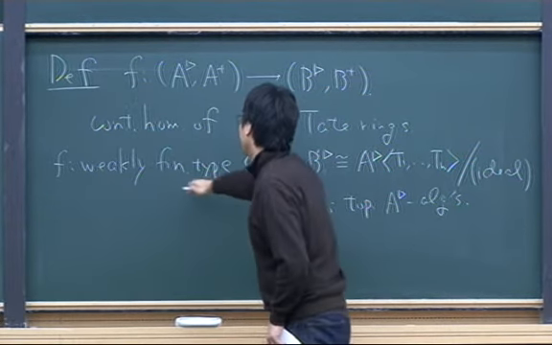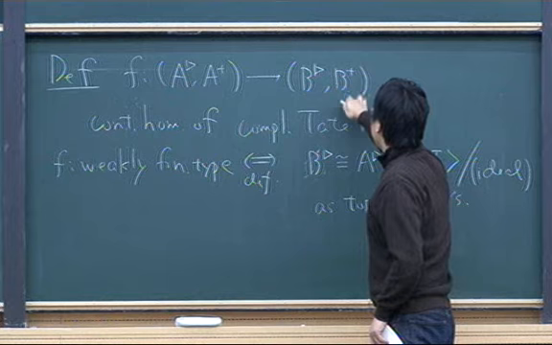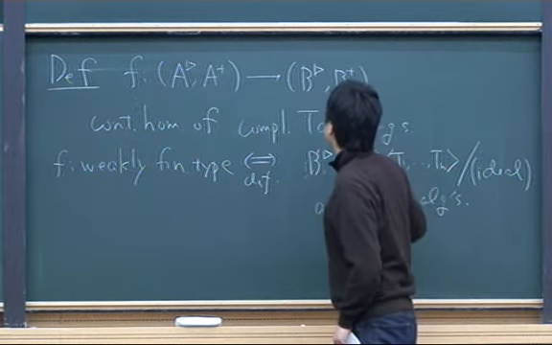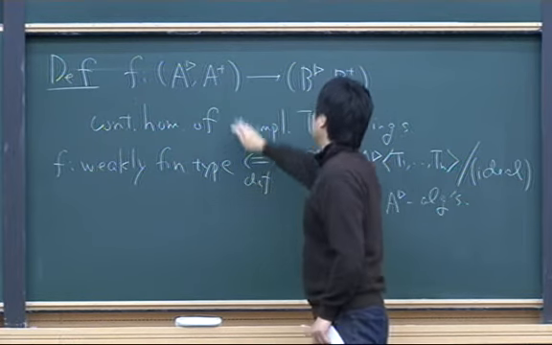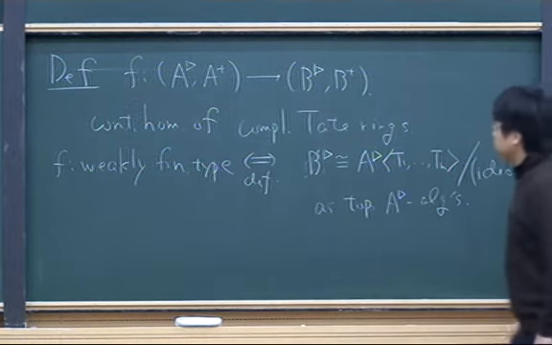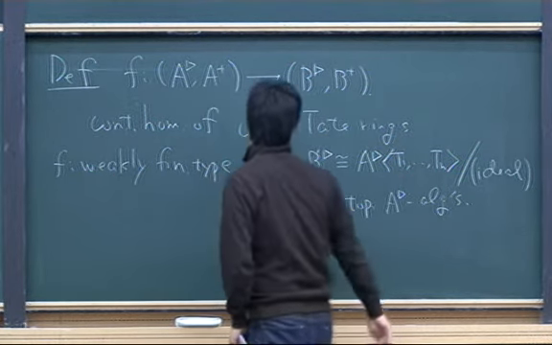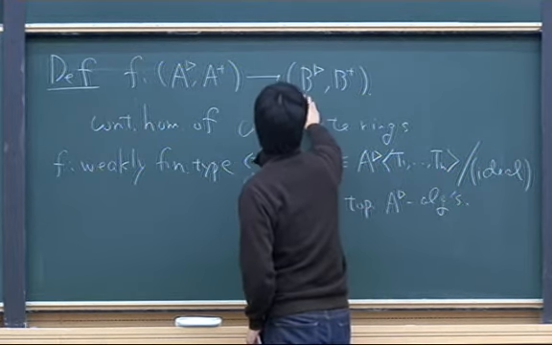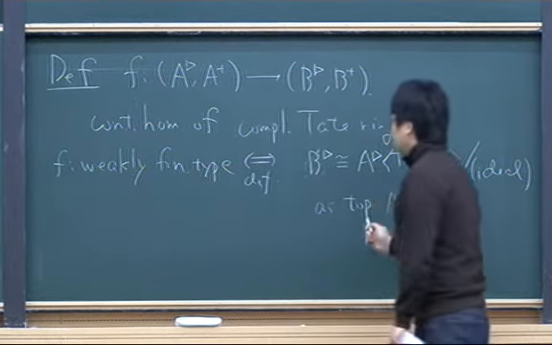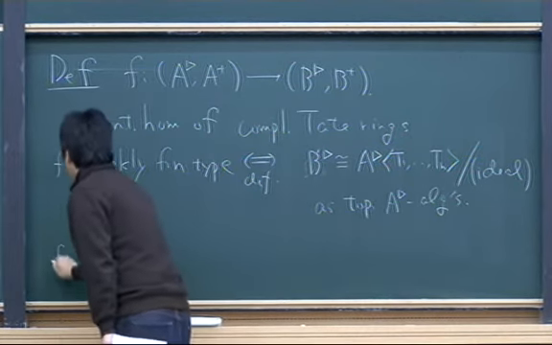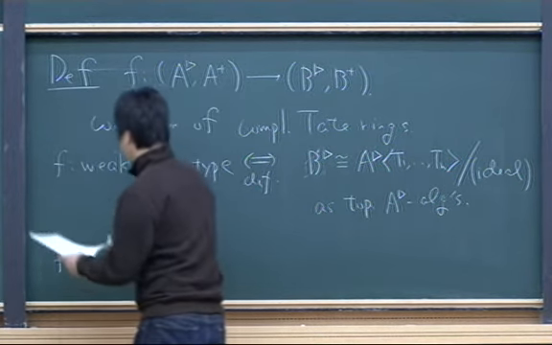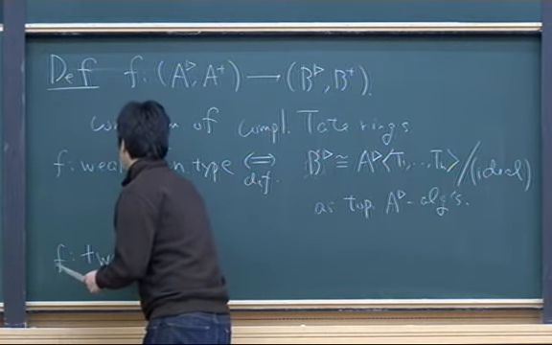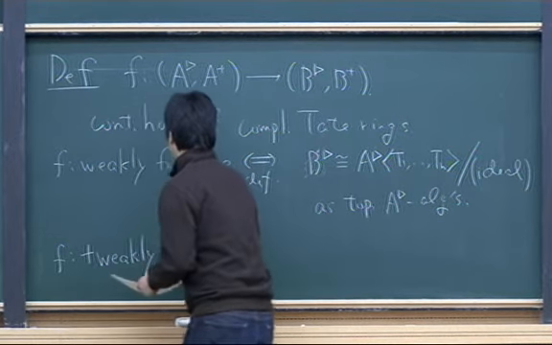The condition of finite type requires that B plus is also a quotient of A plus, so we can take the same generators for both. Weakly finite type requires only the finiteness on this ring over this ring. And we really need an intermediate notion, so-called plus weakly of finite type.